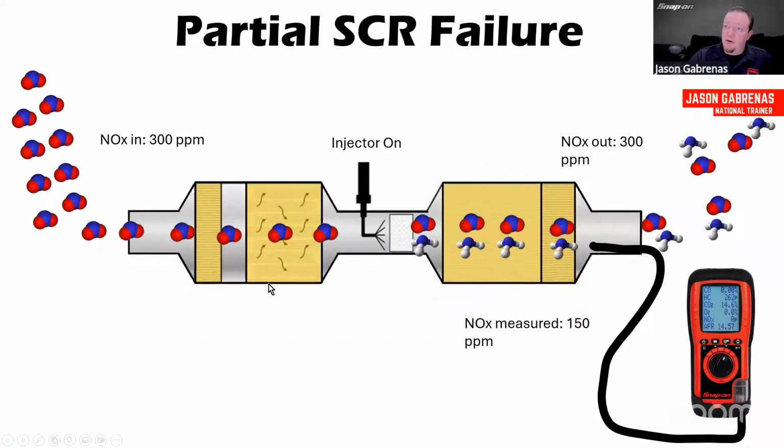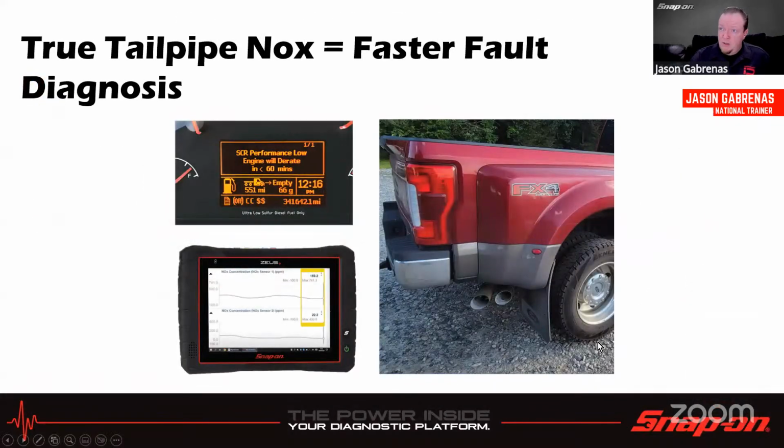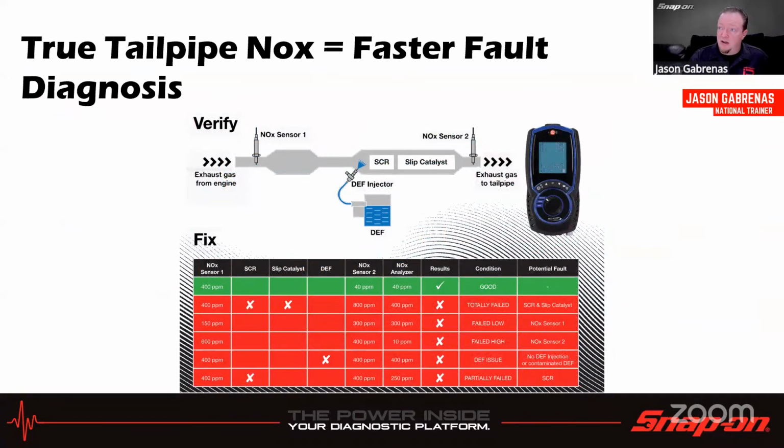And then here we have a partial failure. So 300 parts per million going in, 300 parts per million going out according to the PID data. But if I measure it with the 5-gas to double check that PID data, I see 150 parts per million. So that is your inlet and outlet. And then true tailpipe NOx, like we said, gives us faster fault diagnosis. So instead of just relying on the PID data, because like we said, they might get lied to, we actually have a single gas sensor measuring the exhaust gas coming out of the tailpipe.